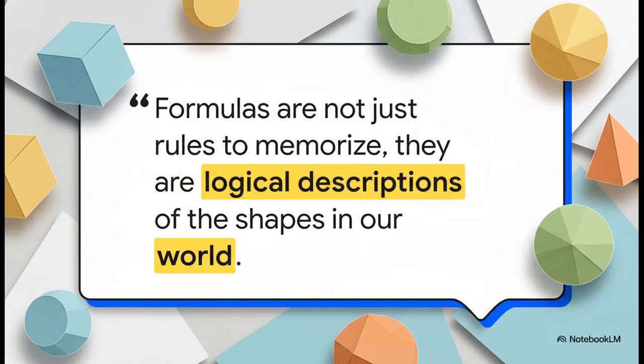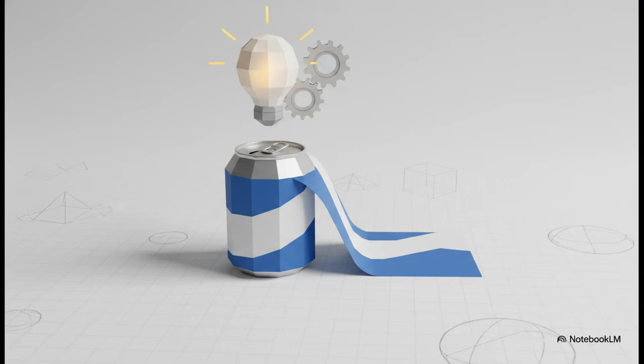And this really gets to the whole point. These aren't just arbitrary rules that you have to cram into your brain. They are truly logical descriptions of the very shapes that make up our world. And that's exactly why this matters so much. When you understand the why behind a formula, when you can actually picture that label unrolling into a rectangle, it just sticks with you. It becomes a tool you can actually use, not just some random fact for a test.